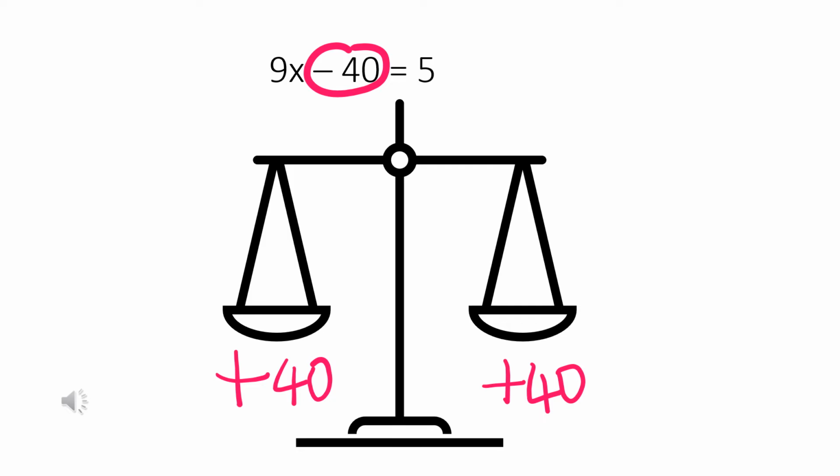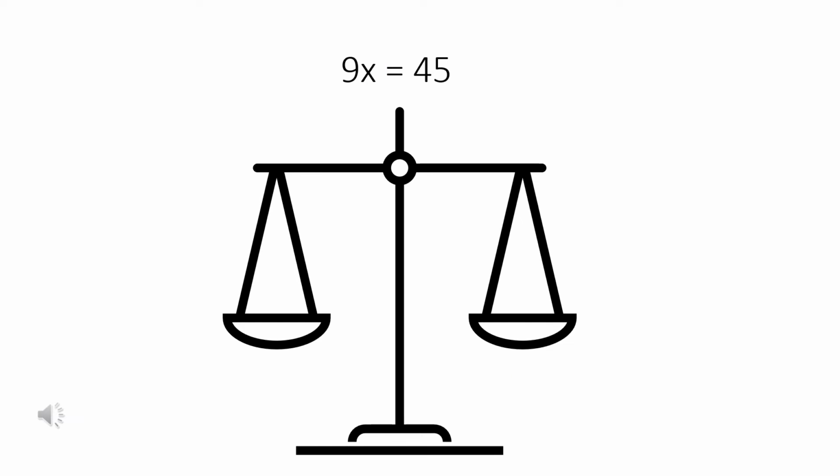So instead of having 9x and then taking away 40, I'm going to add 40 to that side of the equation to make it just 9x. But remember, whatever we do to one side of the equation, we have to do to the other side. So I'm going to add 40 to both sides of the scales. And this leaves us, after this first step, at 9x, remember we got rid of the negative 40, and I've added 40 to the other side as well, which gives me 45.